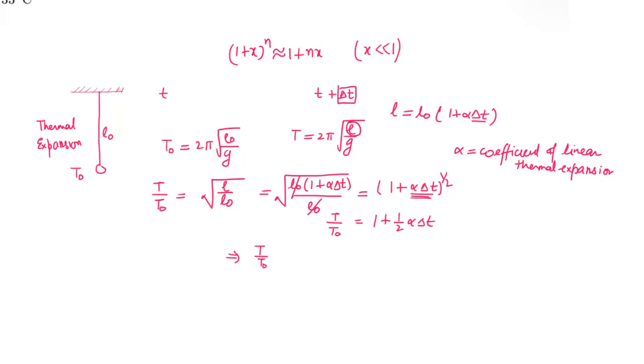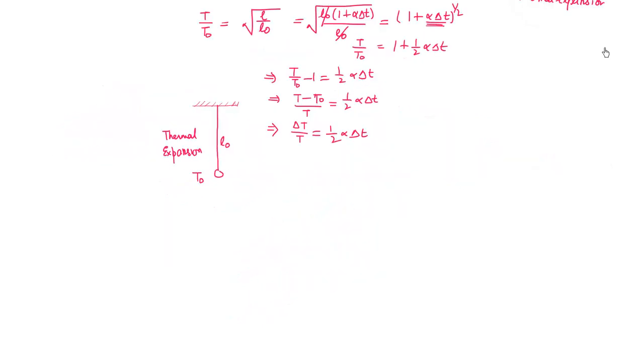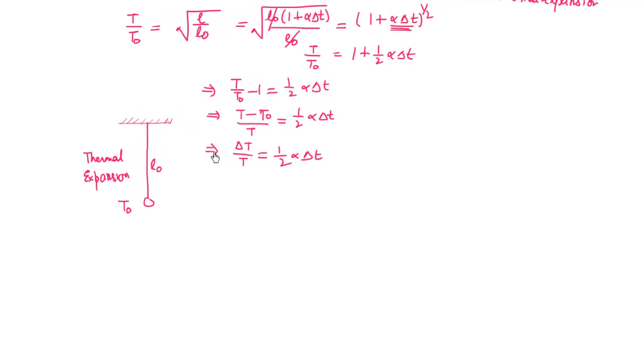T by T naught minus 1 equals half alpha delta T. This equals T minus T naught by T naught, equals half alpha delta T. This is delta T by T: change in time period upon original time period equals half alpha delta T. Now one thing I would like to tell here is that this is the change in time period and this is the original time period.